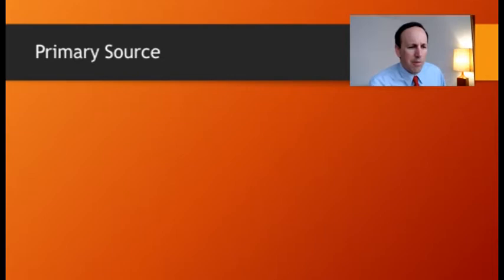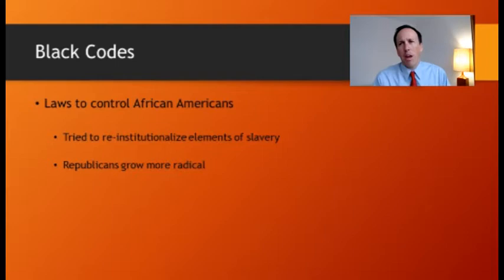But here we go. Black Codes are laws to control African Americans. Okay, fine. You're not a slave anymore, but you still live in the South. The South didn't just wake up and everything's fixed and everything's good. The South is still deeply racist, and they're going to create laws and codes that institutionalize that racism. Okay?